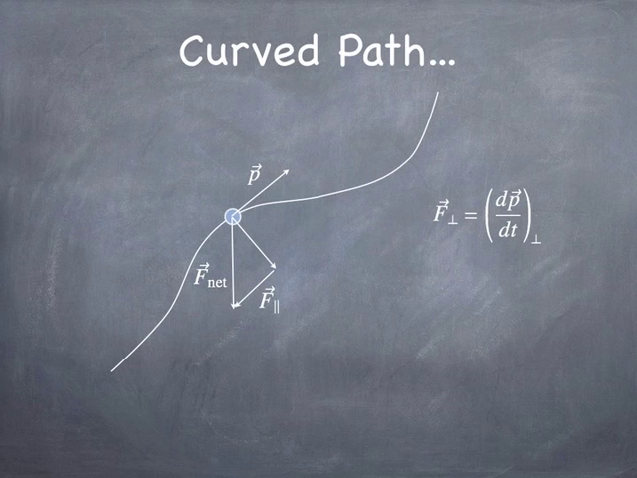So the perpendicular component of the net force is proportional to the perpendicular component of the rate of change of momentum, and the parallel component of the net force is equal to the parallel component of the rate of change of momentum. That makes sense? Let me show you a little demo, a VPython demo, to see how that works.